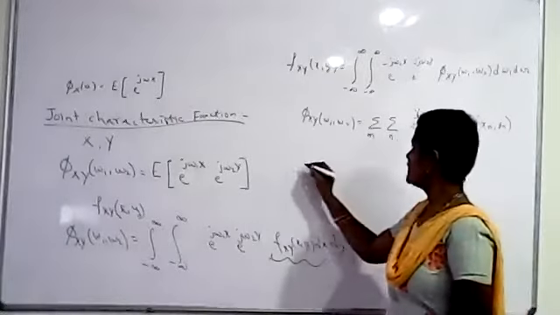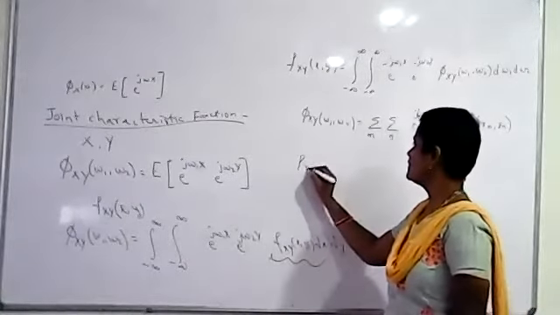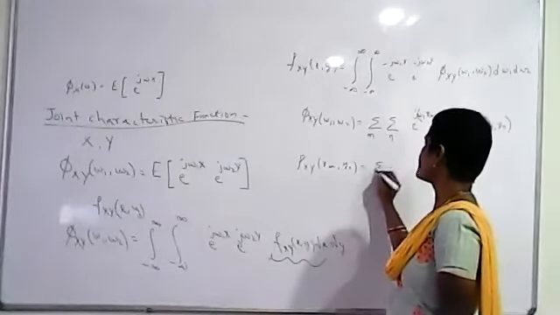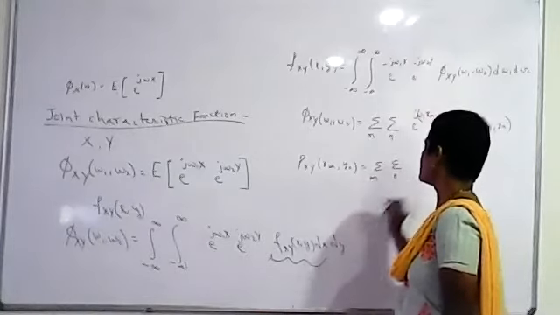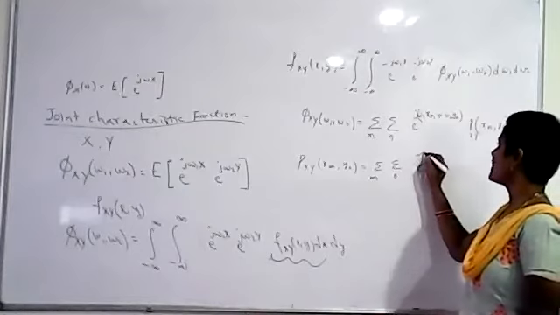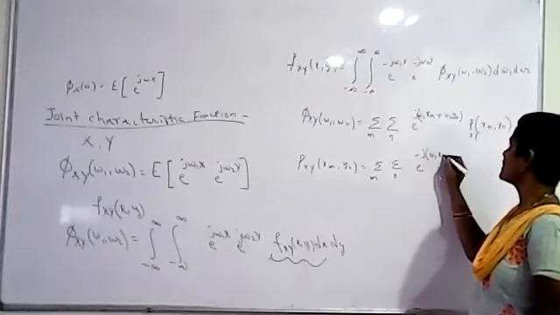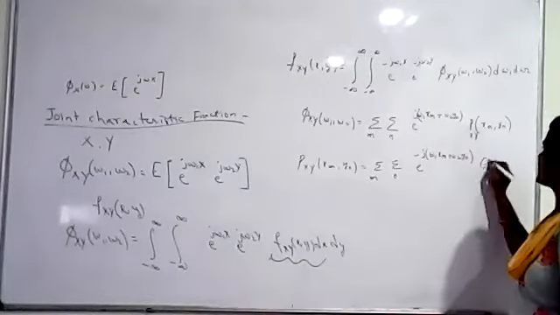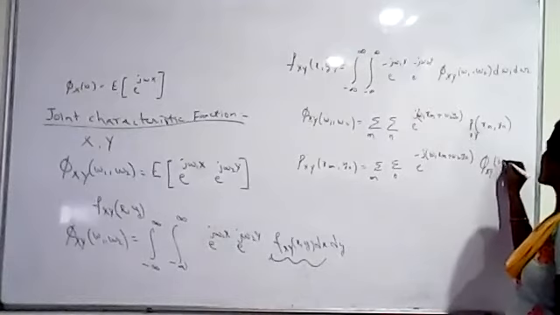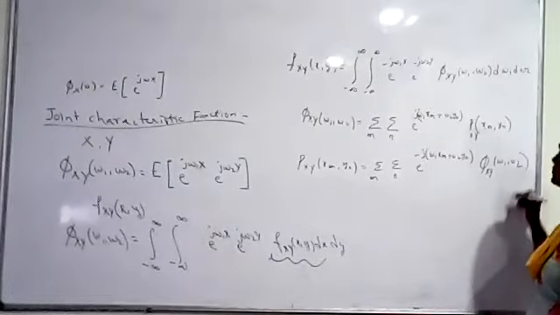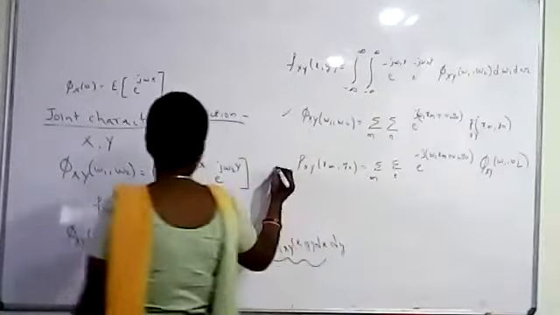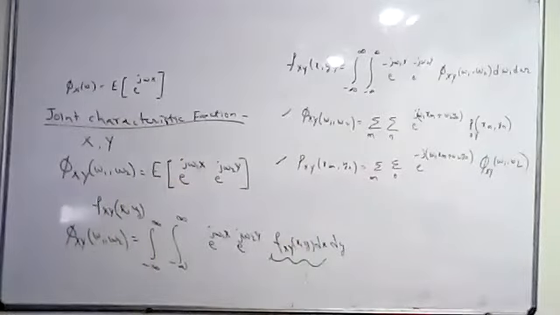And similarly, if you want to find the probability mass function at xm comma yn, it can be written as a summation with respect to m, summation with respect to n, of e power minus j omega 1 xm plus omega 2 yn, times phi xy of omega 1 comma omega 2. So these are the formulas we use to obtain the joint characteristic function and probability mass function in the case of discrete random variables.